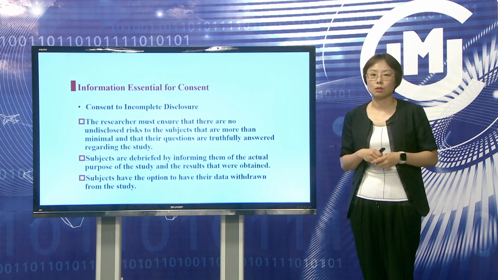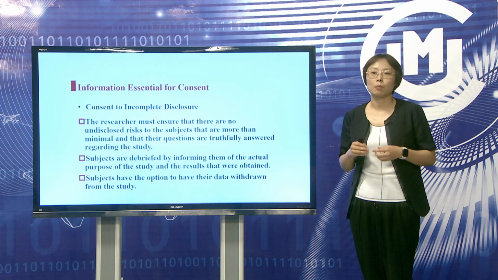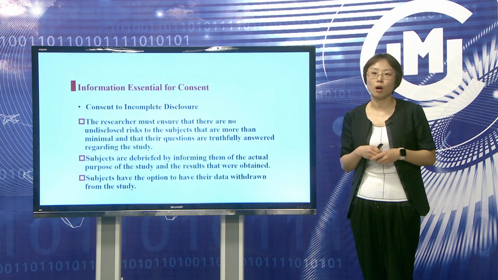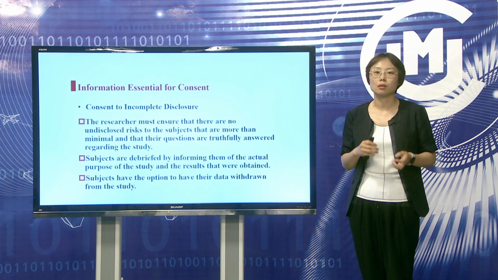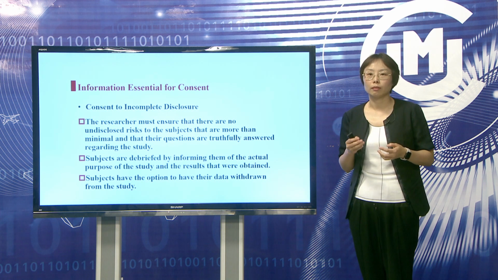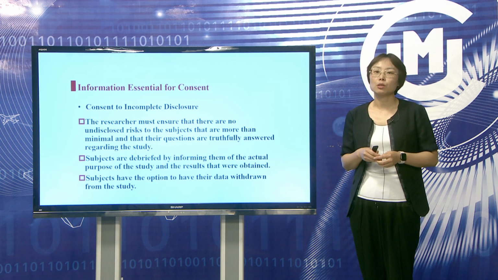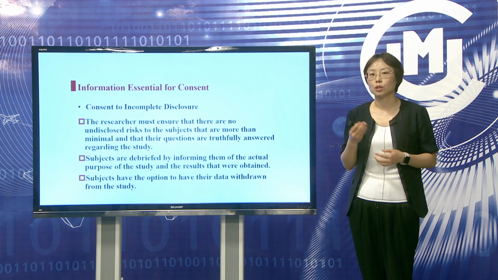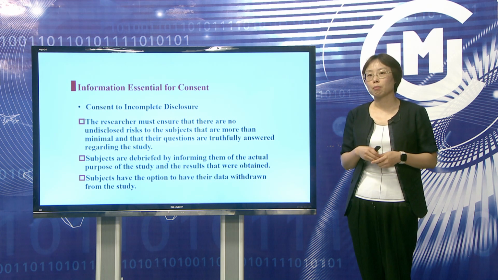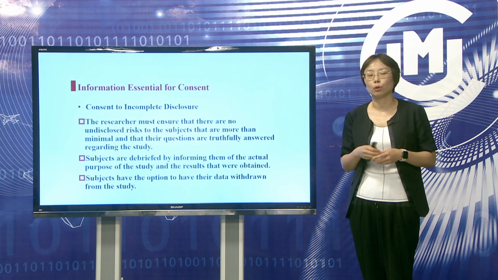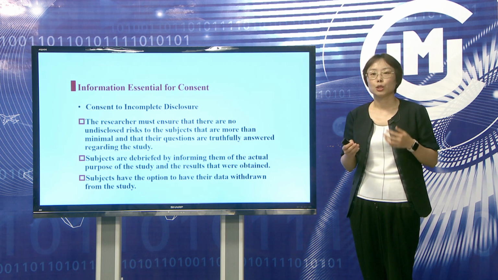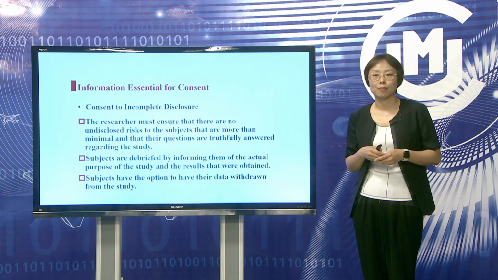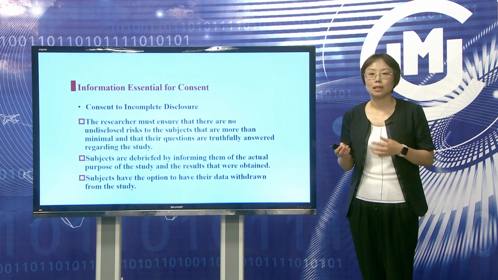And in some studies, subjects experience incomplete disclosure of study information or are not completely informed of the study purpose because that knowledge would alter their actions. However, prospective subjects must know that certain information is being withheld deliberately. The researcher must ensure that there are no undisclosed risks to the subjects that are more than minimal and their questions are truthfully answered regarding the study.